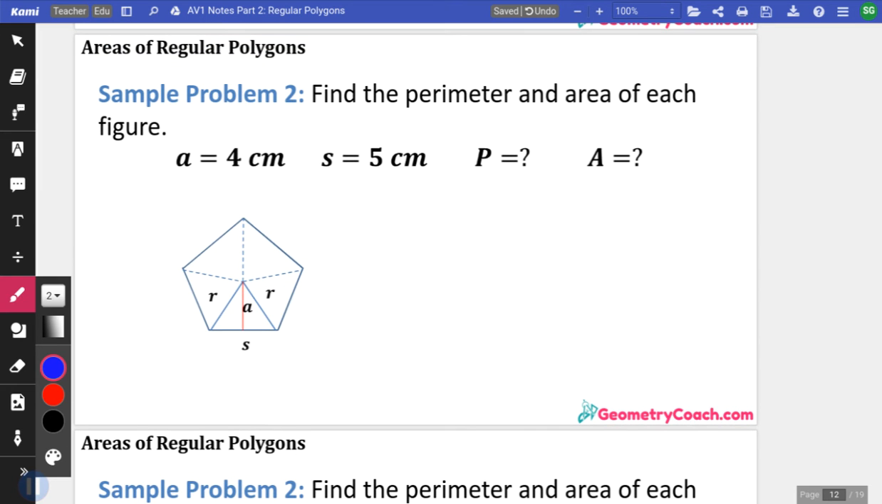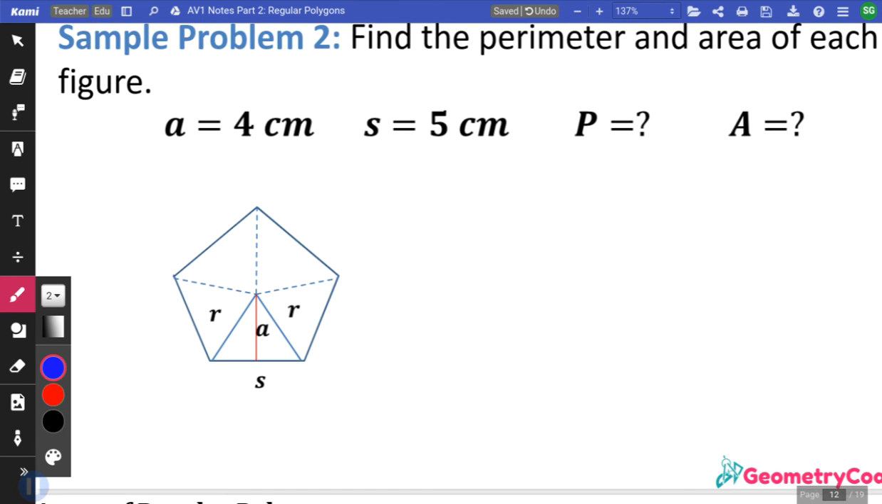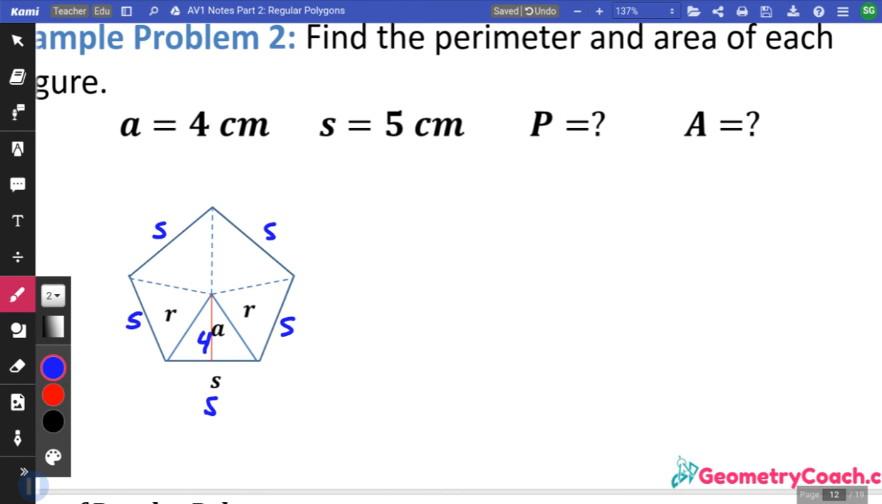Okay, now we're going to find the perimeter and area. We have an apothem of 4 units, side lengths of 5. So that makes perimeter easy. 5 times 5, perimeter is 25 centimeters. Not squared because it's linear. You can do perimeter with a piece of string, so it's not square.